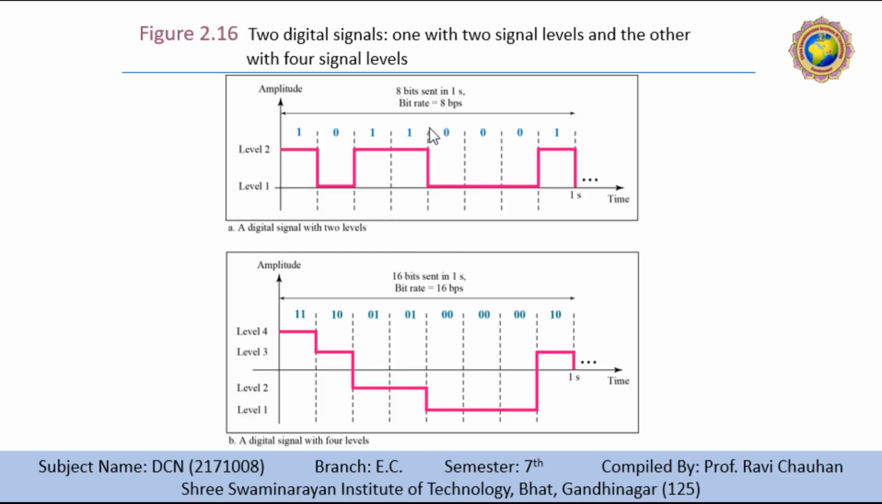Fine. So in this figure, the bit rate is 8 bits per second, and in this figure the bit rate is 16 bits per second. So we can say that each second has 8 bits and each second has 16 bits. Let's have an example.